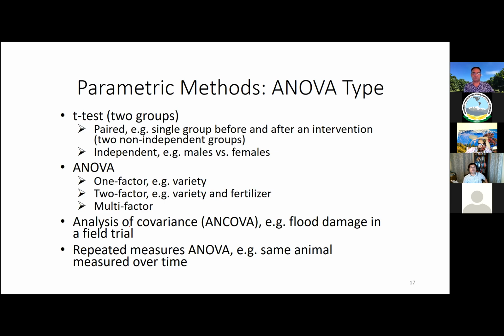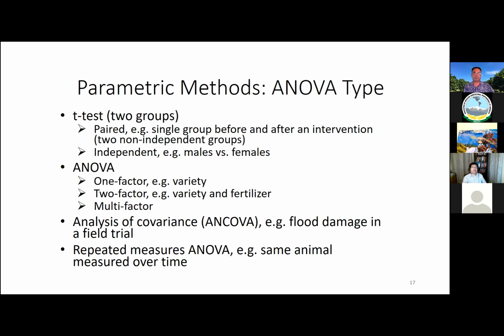So there are different ANOVA models. I'm not going to spend a lot of time here. Basically, factor is the number of independent variables, right? 1 independent variable means 1 factor. 2 factors could be variety and fertilizer. So the advantage of 2-factor analysis would be you could look at the interaction between variety and fertilizer.